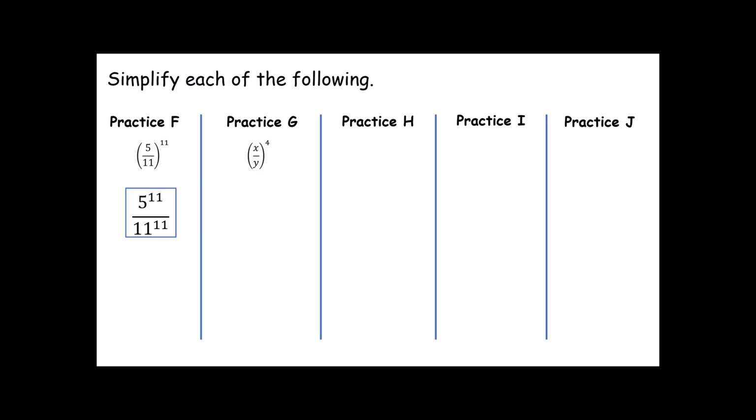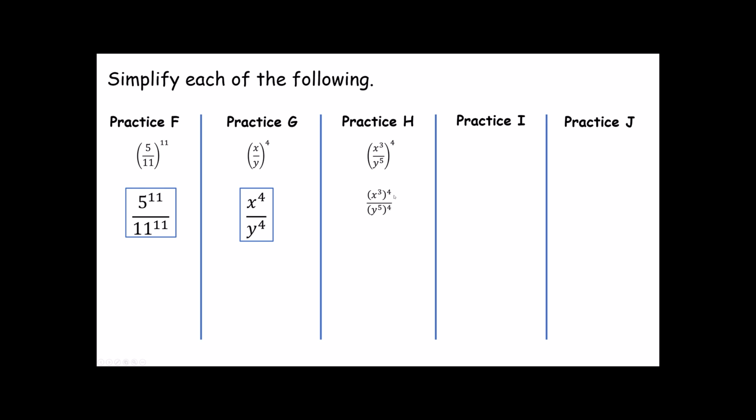Can you do this one? How about x to the 4th over y to the 4th? How about this one? Again, pause the video if you want more time to work. This one says give the 4 to the numerator and the denominator. So x cubed to the 4th, y to the 5th to the 4th.